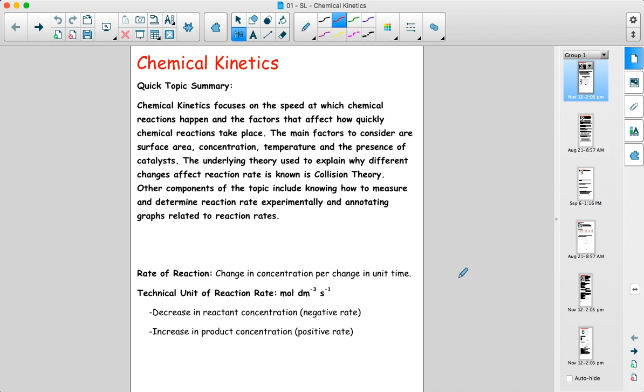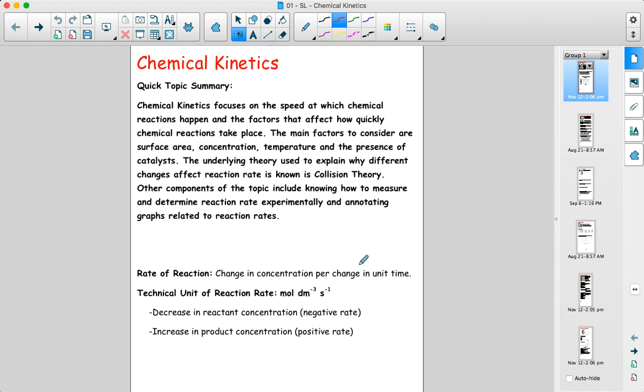This video is going to be an introduction to the topic of chemical kinetics, and we'll look at how rates of reaction can be measured experimentally and determined using graphs. So a quick summary of the topic is that chemical kinetics looks at the speed at which chemical reactions take place and how different factors affect that speed.